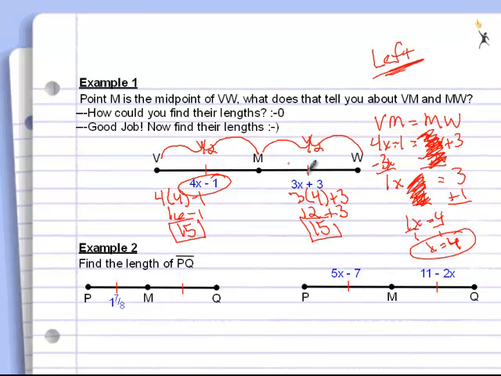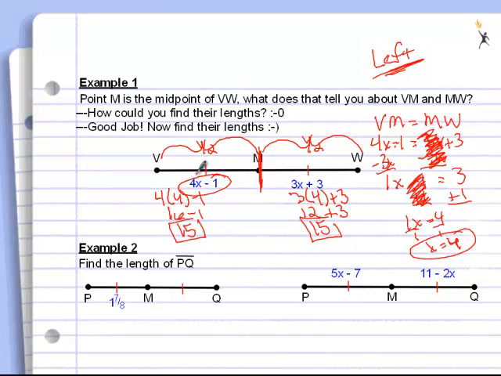Now, I already knew that they were both equal because they told me M is the midpoint. If M is the midpoint, then these two segments have to be equal. This just helped me prove it. Look at what we did. We knew that they were equal, so we actually set them equal. We said VM equals MW. Then I replaced both segments with the information they told me.